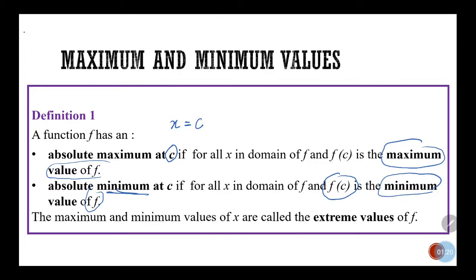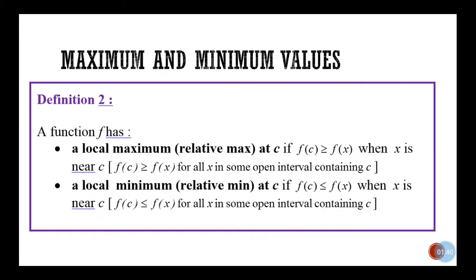Okay, then the value of x dekat c tadi tu is what we call the extreme values, where it may consist of two extreme values: absolute maximum and absolute minimum. Faham? Okay, tak faham tak apa. Don't worry, jangan stress. Okay, kita tengok example later on.